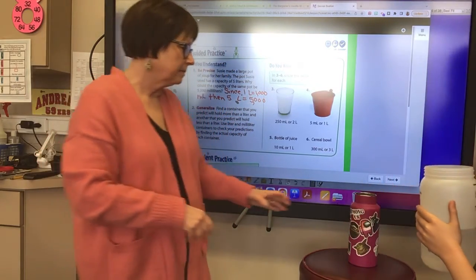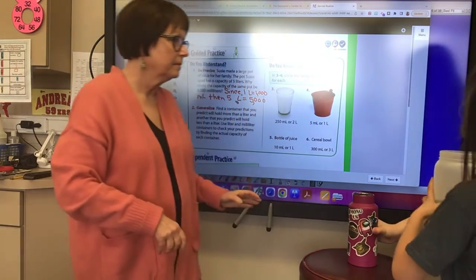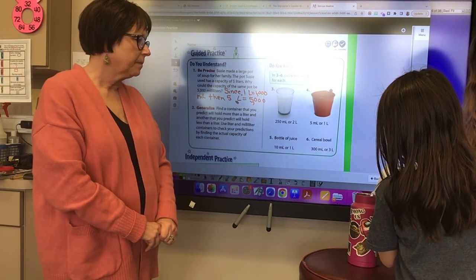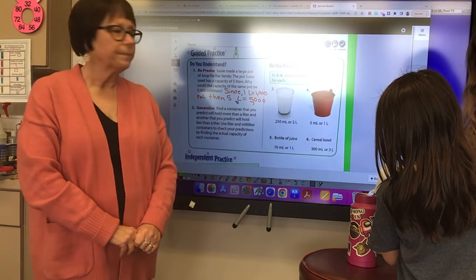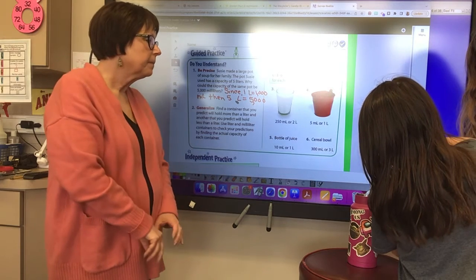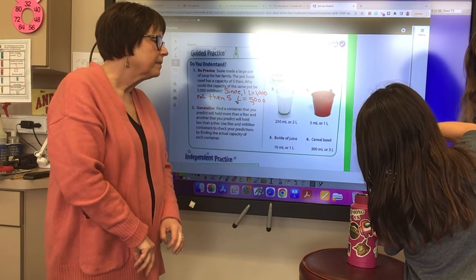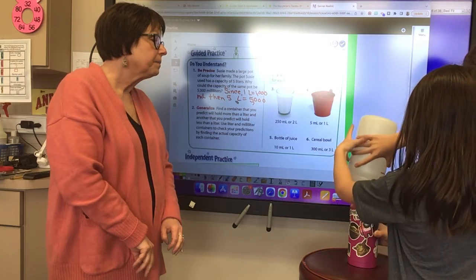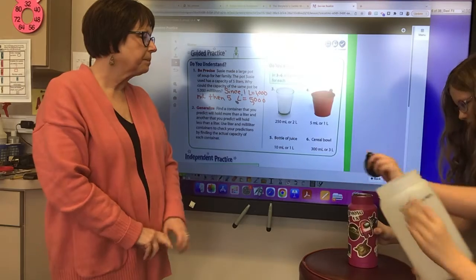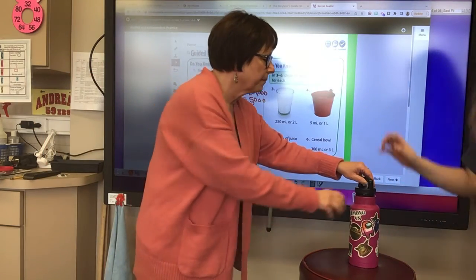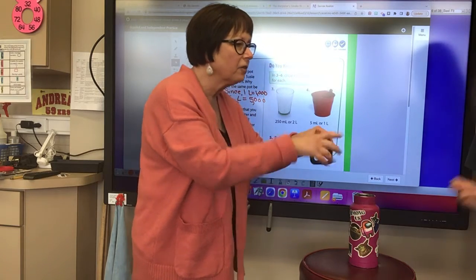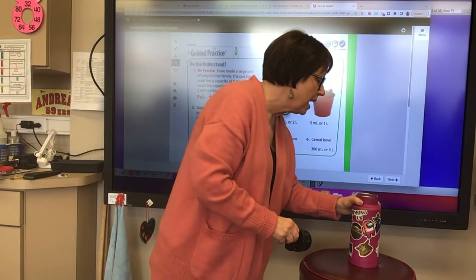I'm an expert at pouring. Me too. It went all the way to the top, almost all the way to the top. No, don't do that. Oh, it overflowed. Well, no, she's not going to drink that because that was not rinsed out.